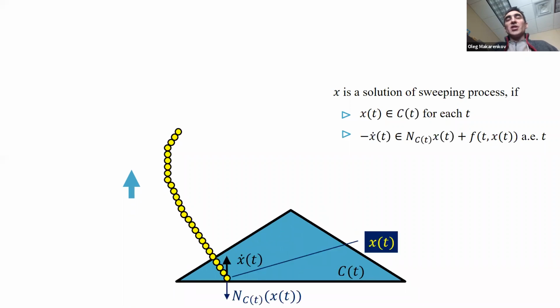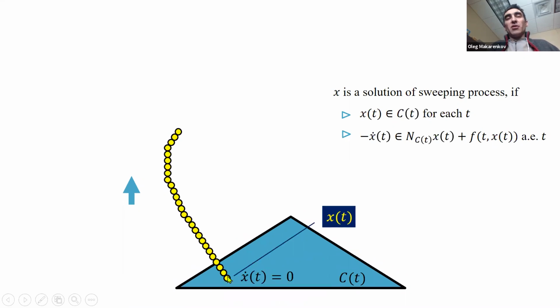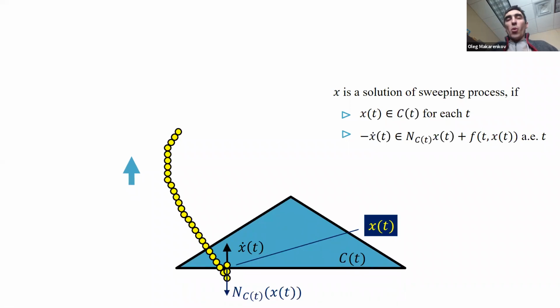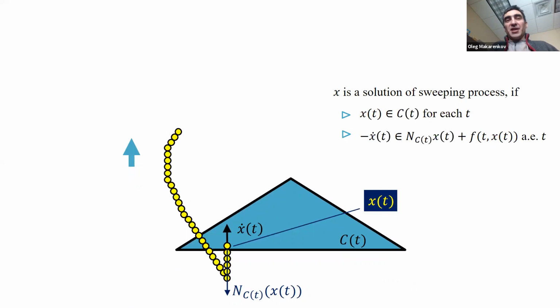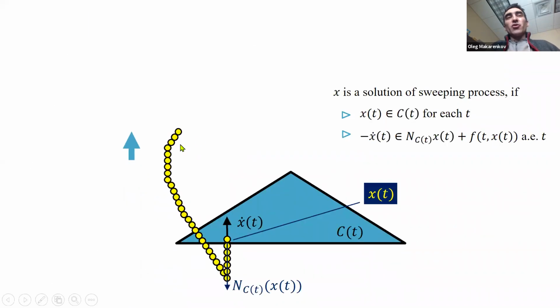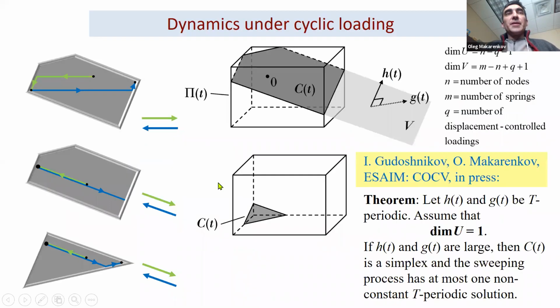Now, finally, we reach the point where the displacement-controlled loading touches our point and moves it upwards, and creates some more trace. So this is how the solution of the sweeping process will look when you move a constraint. Here is another illustration of the same.